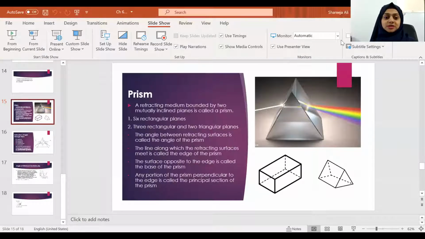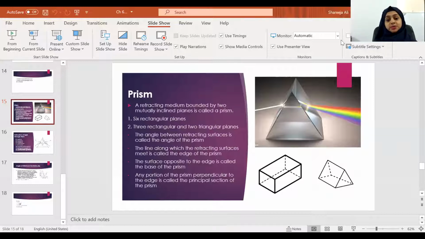Good morning, students. Today we will see what is a prism, how refraction of light takes place when it passes through a prism, and also we will see certain quantities like the angle of minimum deviation, and we will also try to see the relationship between angle of deviation and angle of incidence, angle of the prism, etc.